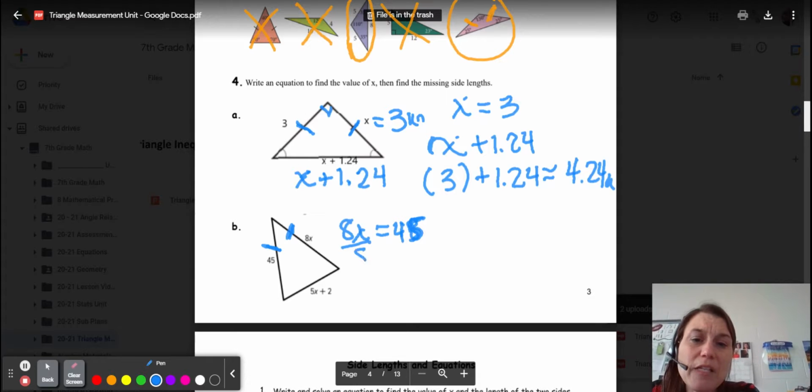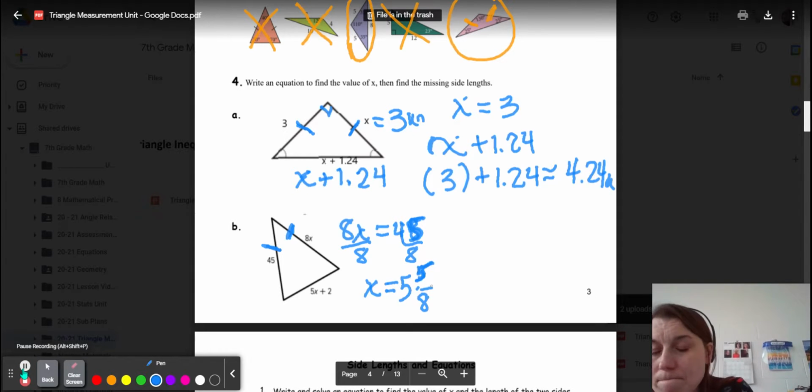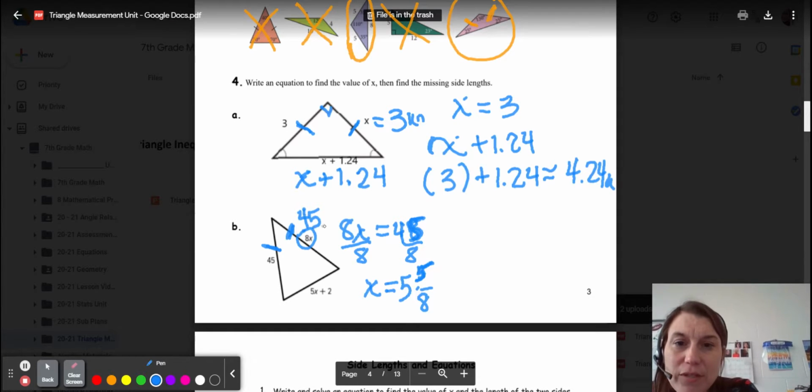So I'm going to divide both sides by 8, and I get x equals 5 5/8. So that means that in order for these side lengths to be the same size, x must be about 5 5/8. So that means this side here isn't 5 5/8. This side is 45 units. X is 5 5/8. So what does that do for me?